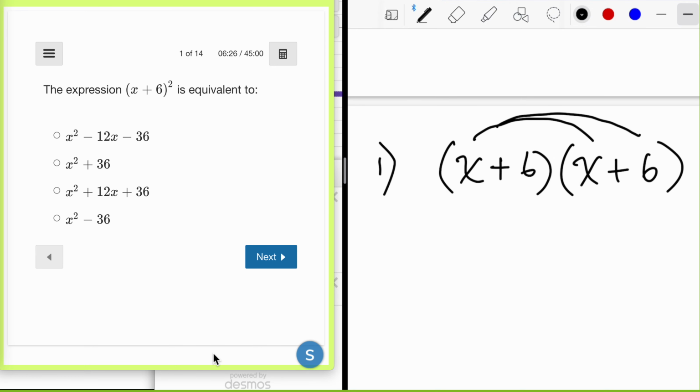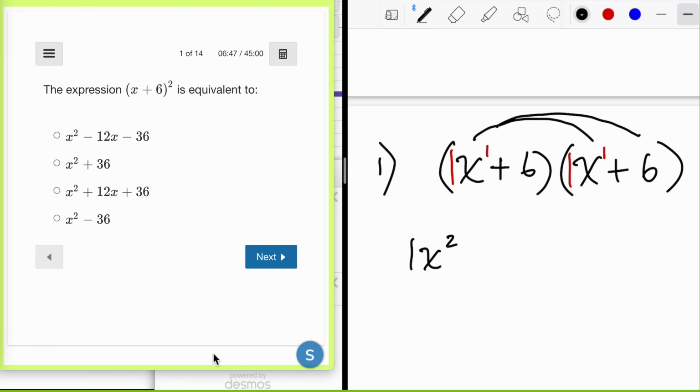If it helps, jazz this up with all the trimmings. Coefficient exponent, coefficient exponent. Remember, when you're multiplying monomials, you multiply the coefficients, but you add the exponents. All right? So 1 times 1 is 1, x squared.